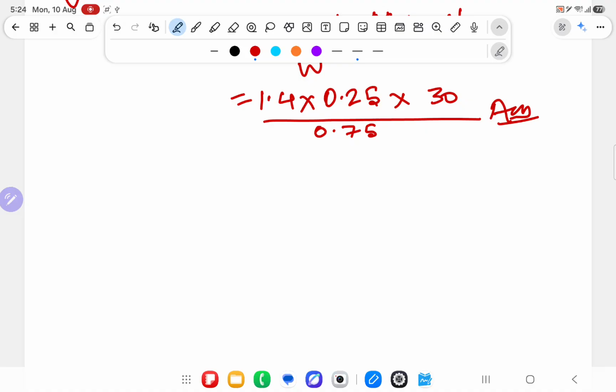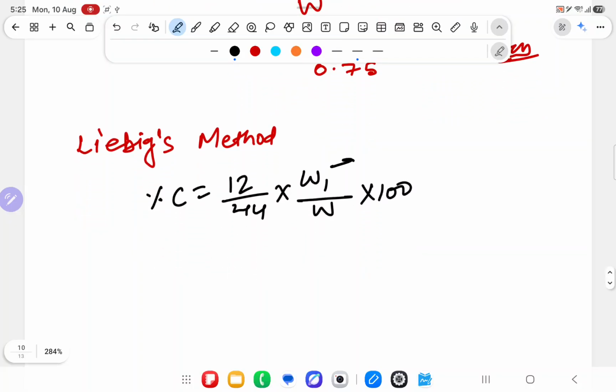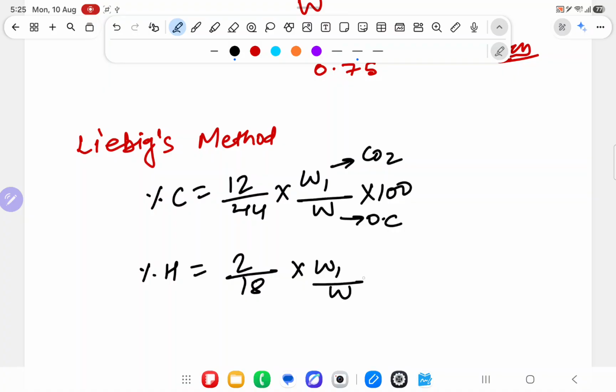First, the Liebig method to find the percentage of carbon. At last I will write all here. I will use the formula: Liebig method. Percentage of carbon is 12 by 44 into weight of carbon dioxide by weight of organic compound into 100. W1 is weight of carbon dioxide, this is for CO2, this is for organic compound. Then percentage of hydrogen is 2 by 18 into weight of water by weight of organic compound into 100. This is for H2O, this is for organic compound.